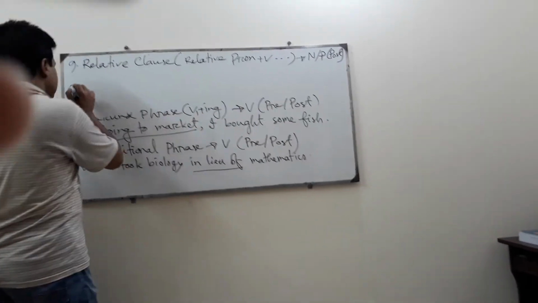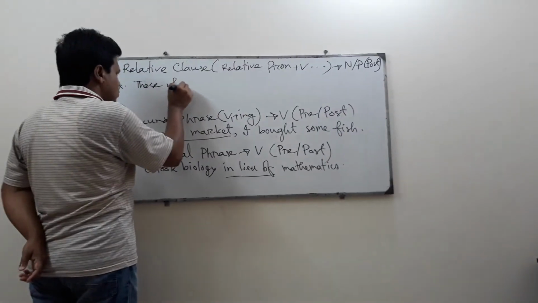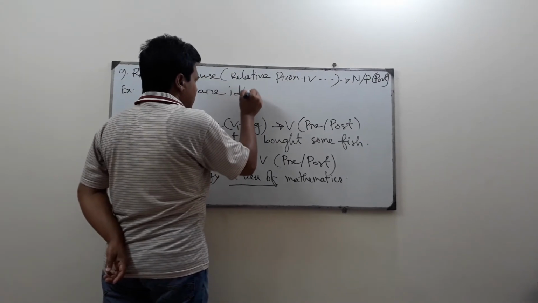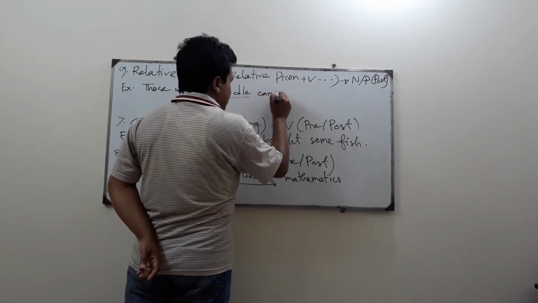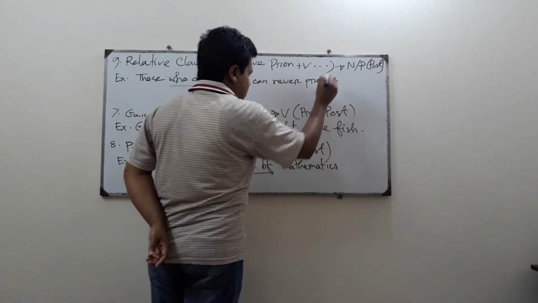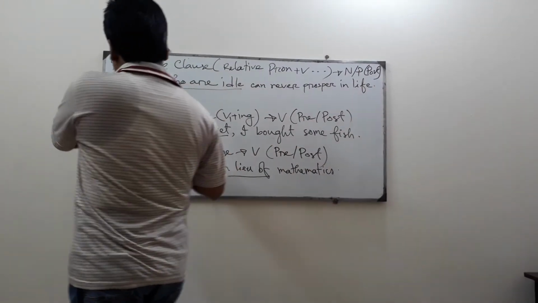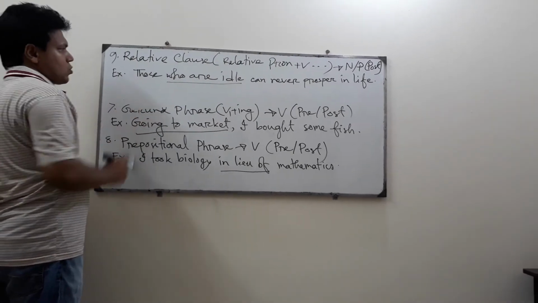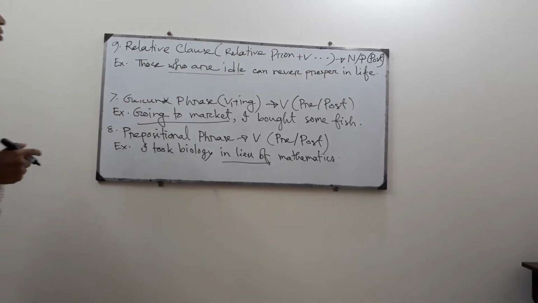Example, those who are idle can never prosper in life. Here the clause who are idle has modified the pronoun those and it's a post modifier because it has been used after the word those. Okay.